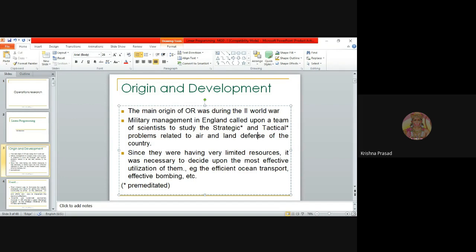Origin and development. The main origin of operation research is the Second World War, which happened from 1942 to 45, which everyone knows about. Earlier, in the First World War, these things were not there. Next, the people started to use this. And in war, one important thing you want to know is that the strategic, defensive way is very important.